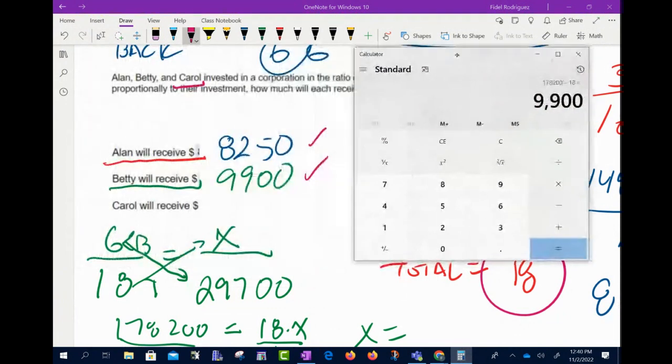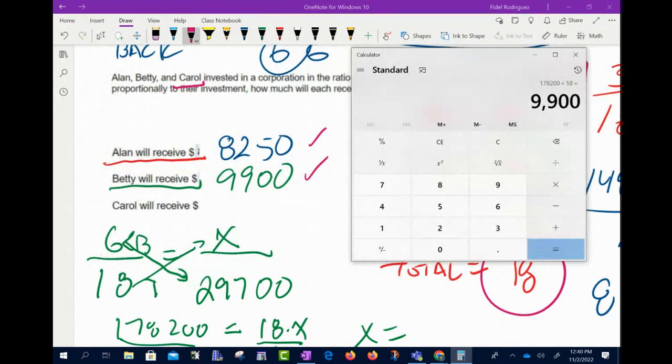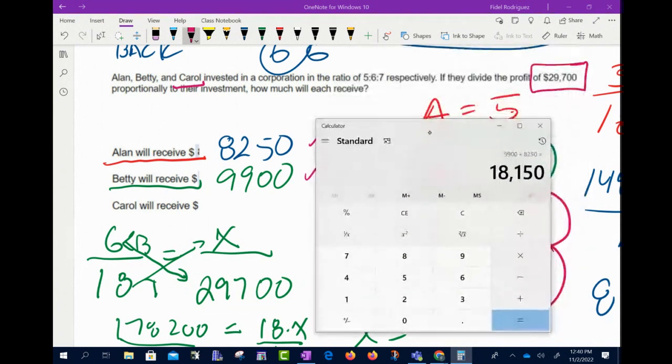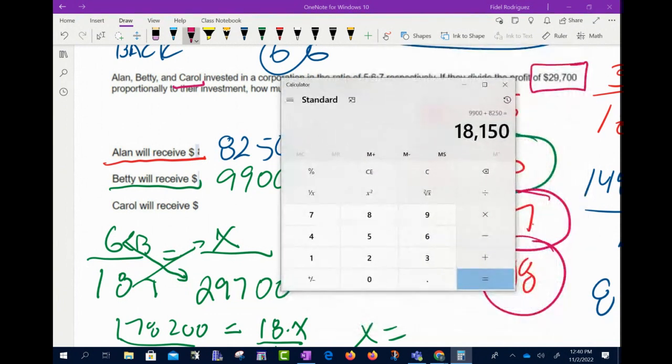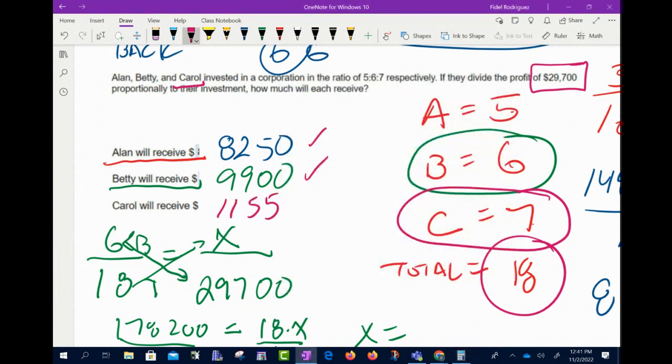So we could say, look, let's do this, right? And I would show this to my students this way, y'all, because we've already done the first two using ratios and proportions. We know how to find Carol's part doing the same thing. But we might say, look, let's take 9,900 and let's add the 8,250. That gives us 18,150, right? We're going to subtract that from the total of 29,700. So 29,700 minus 18,150. And so Carol is going to get 11,550. And that's how much Carol is going to get, right?